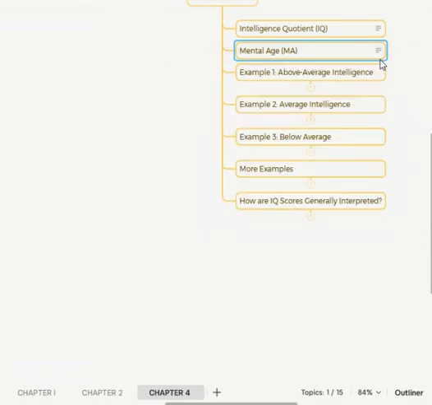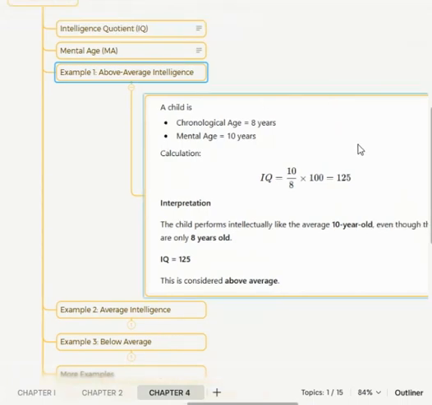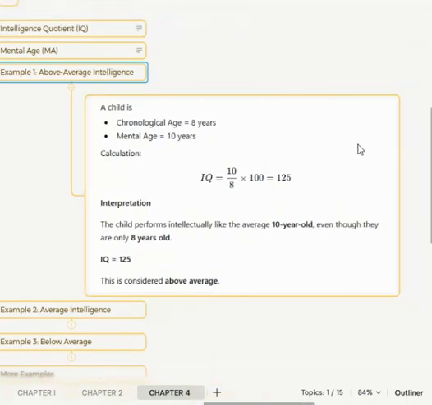Okay, what is important today is related to an example of how to calculate it, about average intelligence. What is the calculation related to the formula? So you try to remember this formula. Okay, the formula, you try to remember.